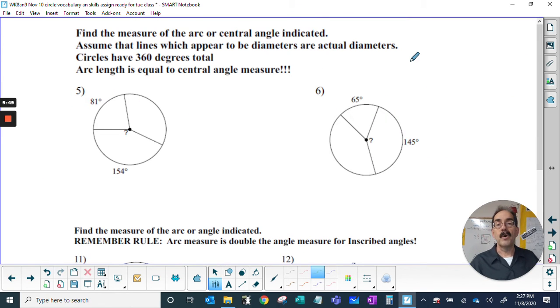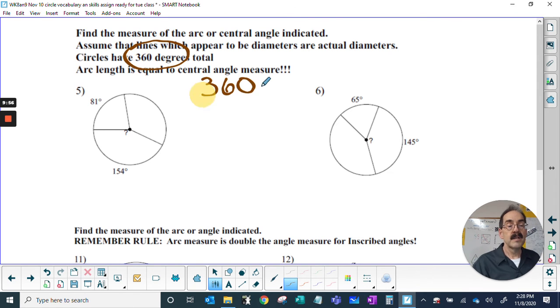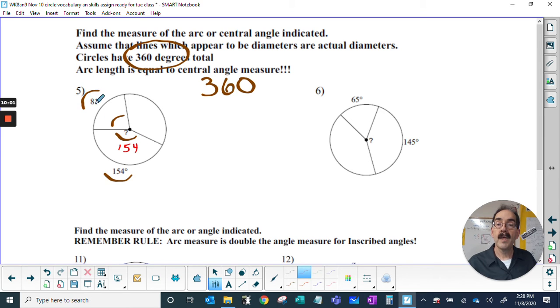Okay? So the first thing we talked about in class today was a circle is 360 degrees. Okay? The whole circle is 360. Second thing we talked about, central angle is equal to the arc. The arc is equal to the central angle. So let's write those in. 154, 154. 81, 81. Well, now we can do some math and figure this out.